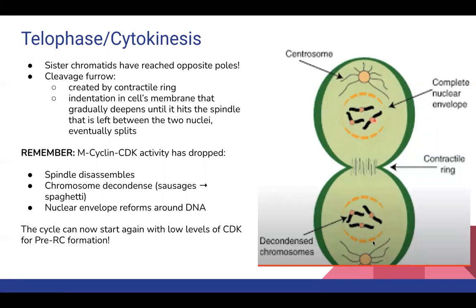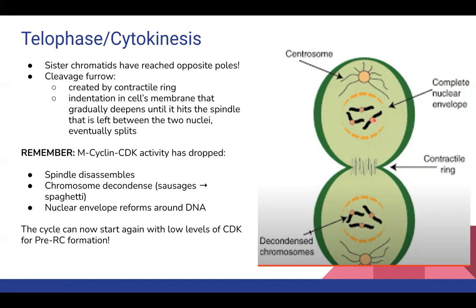So we have this great picture here of them almost being separated. We have the sister chromatids here. They've reached their opposite poles. We now have a cleavage furrow, which is this middle area that's created by a contractile ring. It's just an indentation in the cell's membrane that deepens until basically they split into two nuclei and two cells. And yeah, pretty much it turns into the two cells.